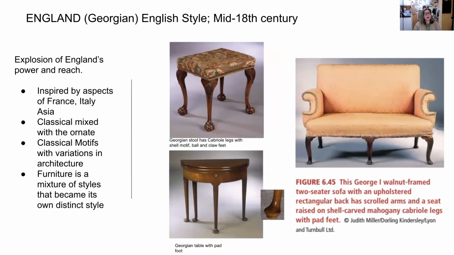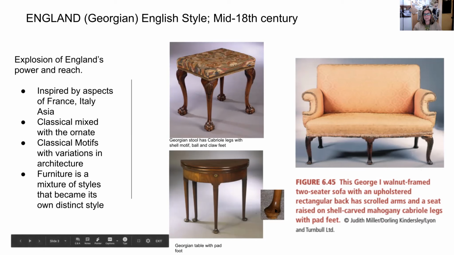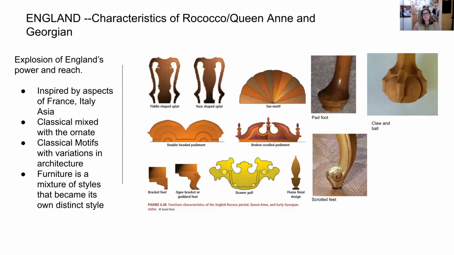Anyway, I'll show you. Here are other examples of pieces of furniture, and this is an upholstered one, but it's really interesting how you get the C, and you're still getting those cabriole legs. We have pad feet, and again the shell. A lot of those motifs just keep coming back. And then here's a fiddle shaped splat. We've got a vase. We've got a fan motif, pretty common.